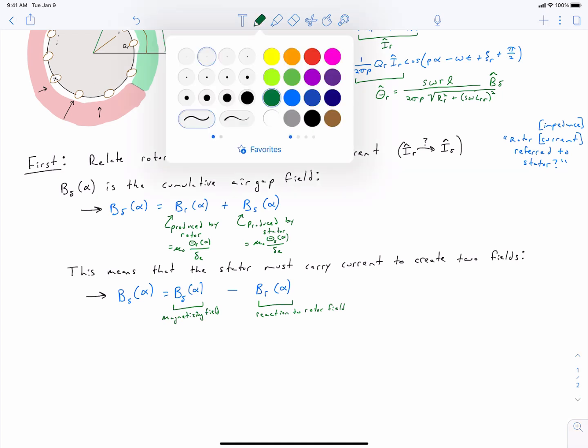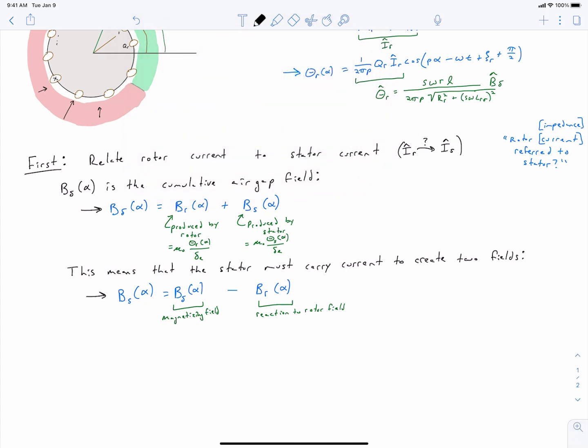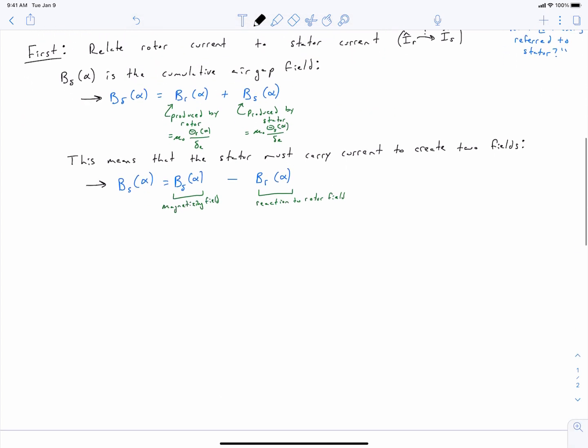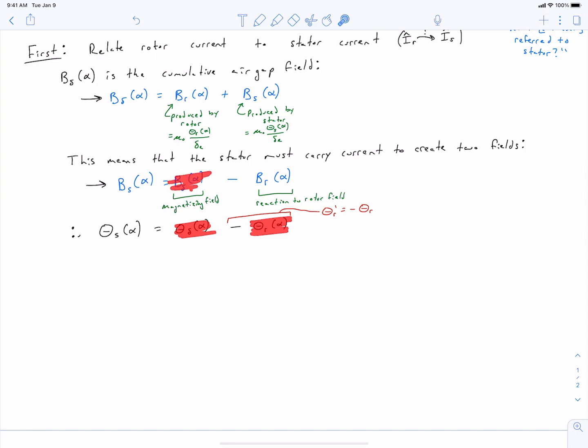And so this allows us to now make a leap and talk about current linkage. If we know that this is what our fields must be doing, then we can talk about what our current linkage looks like. And so similarly, our current linkage from our stator must have these same two components that directly map to the components we talked about above.